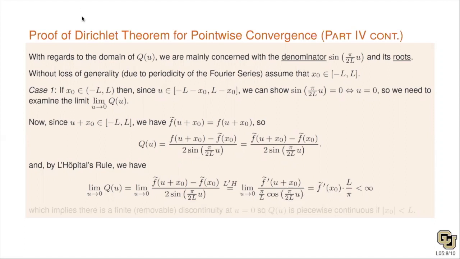At the end of the day, we don't care what the limit is, we just care that the limit doesn't blow up to infinity. So what we've proven is that inside the interval minus L to L, the function Q of u does not have an infinite discontinuity. And this is a two-sided limit. So in fact, we've shown there's a removable discontinuity at u equal to 0. So Q of u is piecewise continuous.